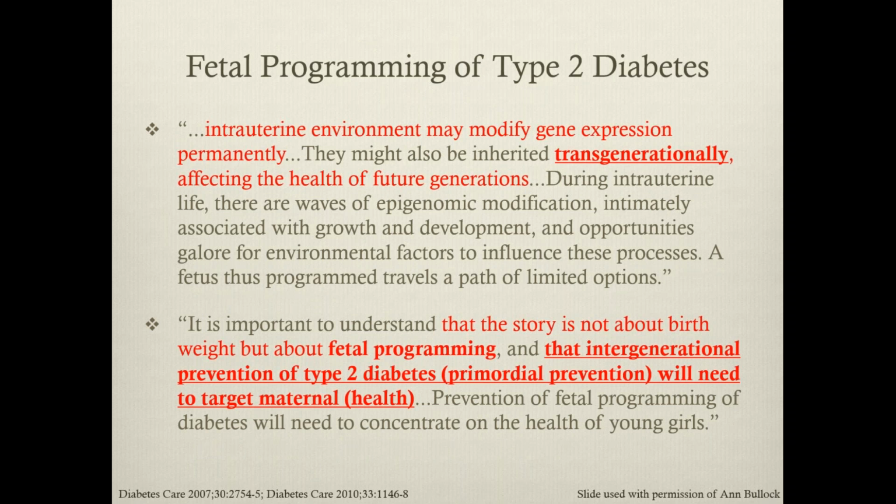Okay, so to sum up about this, the fetal origins of health and fetal programming of type 2 diabetes, I'll just read a couple of quotes here. That this intrauterine environment may modify gene expression permanently and through generations. And the next one talks more about how it's important that the story we focus on is not about the birth weight alone, which we know is important, but it's also about the fetal programming, that the intergenerational prevention of type 2 diabetes will need to target maternal health. And if we're really focusing on prevention of metabolic disease, we will need to concentrate on the health of young girls before they become pregnant. And that's the key to prevention.